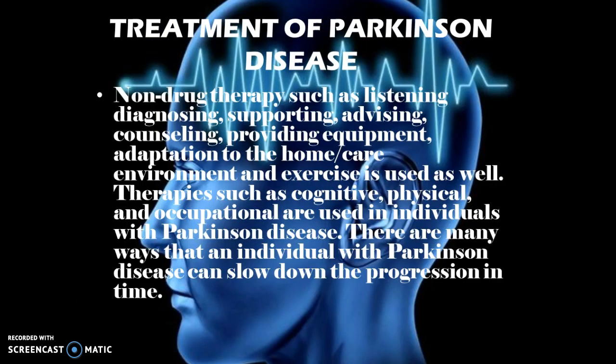Treatment of Parkinson's disease. Non-drug therapies such as listening, diagnosing, supporting, advising, counseling, providing equipment, adaptation to the home care environment, and exercise are used as well. Therapies such as cognitive, physical, and occupational are used in individuals with Parkinson's disease. There are many ways that an individual with Parkinson's disease can slow down the progression in time.